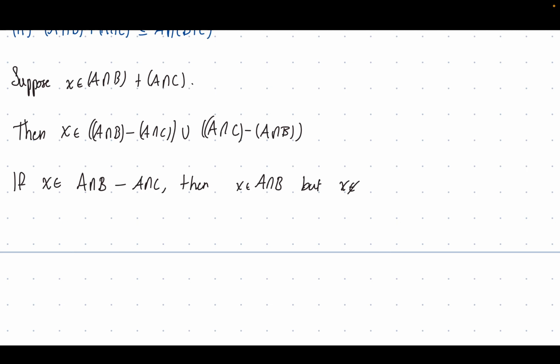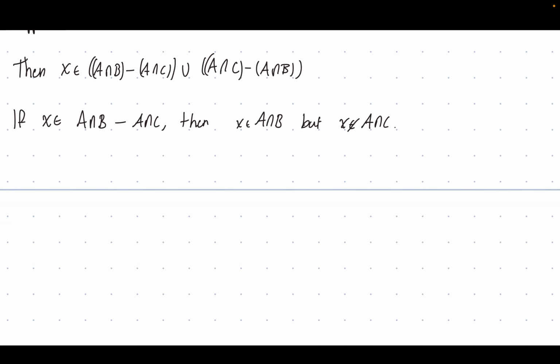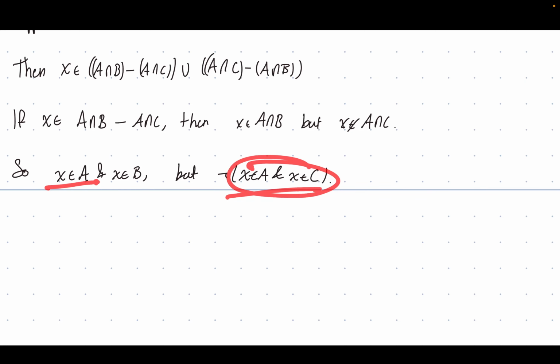But X is not in A intersect C. So X is in A and X is in B, but it is not the case that X is in A and X is in C. Okay, so now we have this right here, but we know that X is in A, and this must be false. So we can conclude.